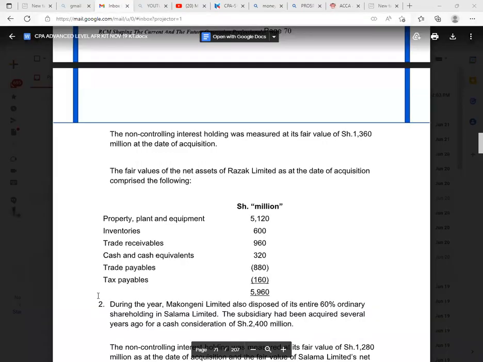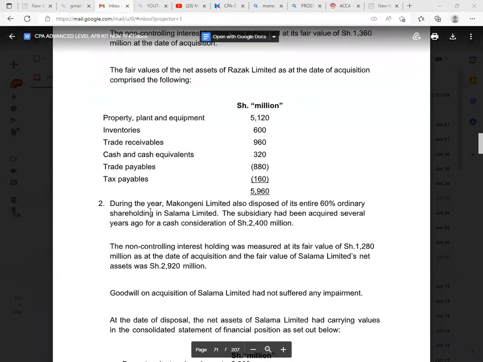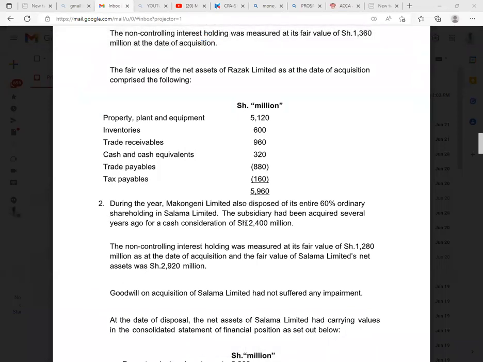Great. Now, ladies and gentlemen, from there, what are we told here about Salama? During the year, Makongeni Limited also disposed of its entire 60% ordinary shareholding in Salama Limited. The subsidiary had been acquired several years ago for a cash consideration of 2,400 million.